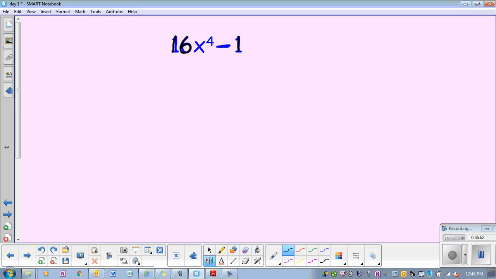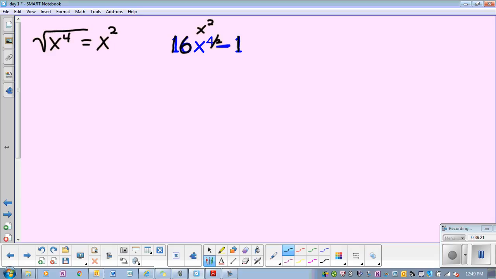Is 16 a perfect square? Yes. Is 1 a perfect square? Yes. But, you know, x to the 4th is also a perfect square because the square root of x to the 4th is x squared. You know how you can also do that? Just divide this exponent by 2, and then you get x squared. If you have an even number exponent, you can take the square root of it.